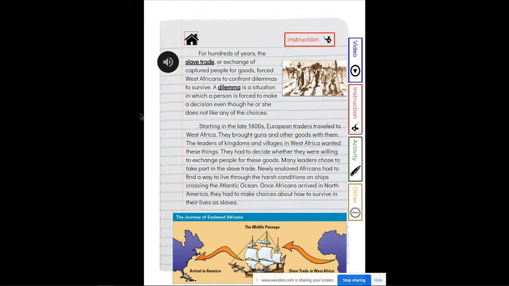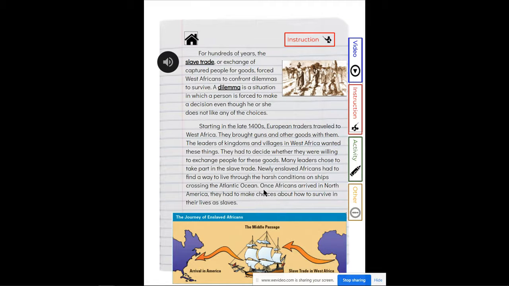So our instruction here is, for hundreds of years, slave trade, or the exchange of captured people for goods, forced West Africans to confront dilemmas to survive. A dilemma is a situation in which a person is forced to make a decision, even though he or she does not like any of the choices.